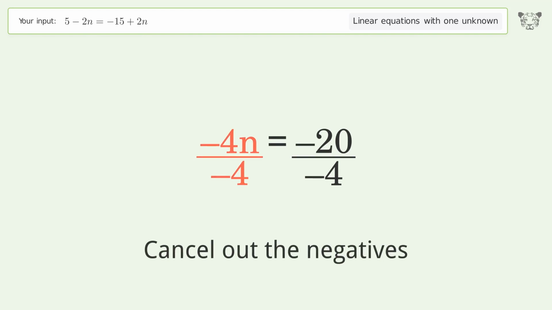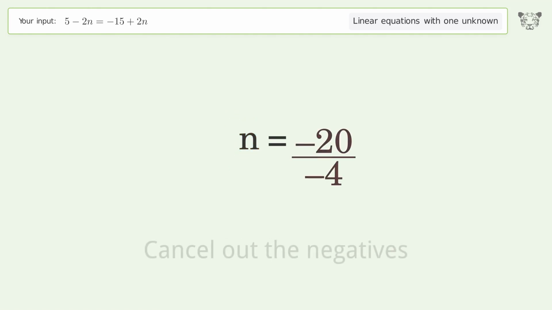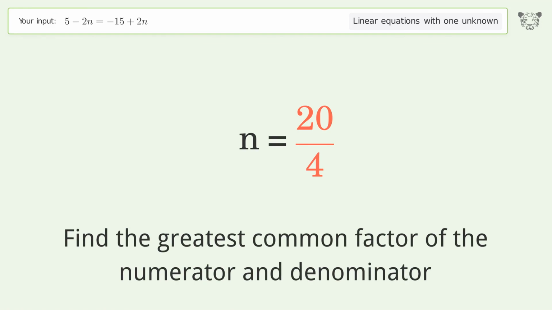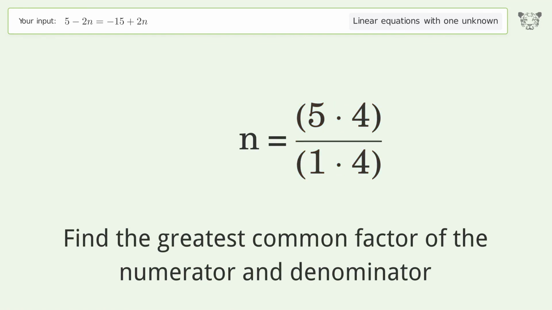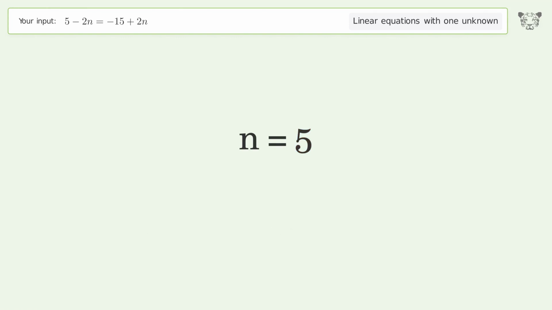Cancel out the negatives. Simplify the fraction. Cancel out the negatives. Find the greatest common factor of the numerator and denominator. Factor out and cancel the greatest common factor. And so the final result is n equals 5.